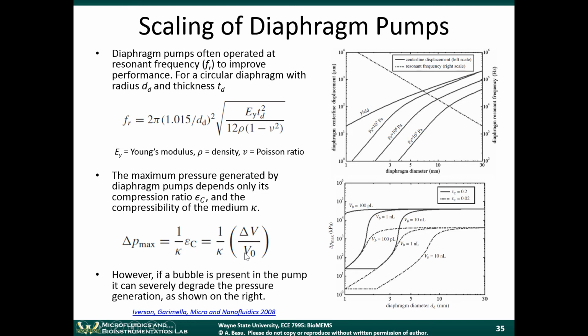So this is delta V divided by V0. The way to define it is simply that delta V over V0 is the percentage change in the volume in the contracted state versus the expanded state. If bubbles are present in the pump, it can degrade the pressure generation because there's a Laplace pressure that shows up if the bubble is present.